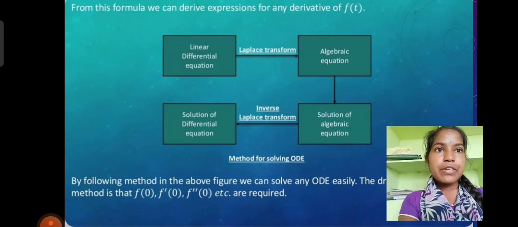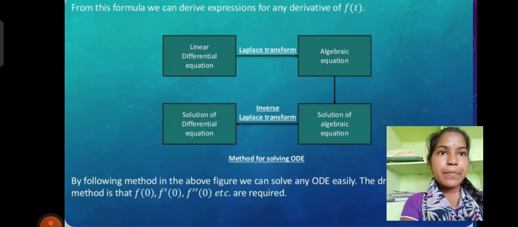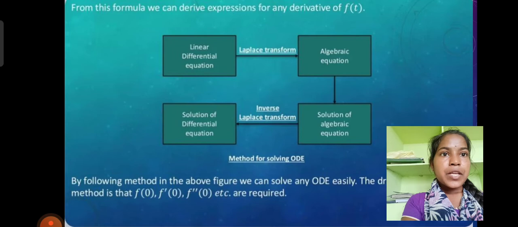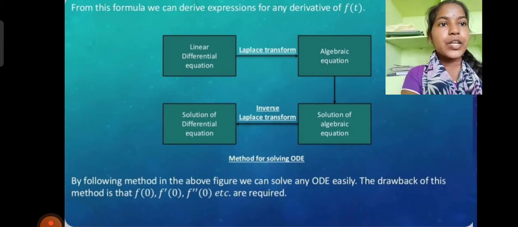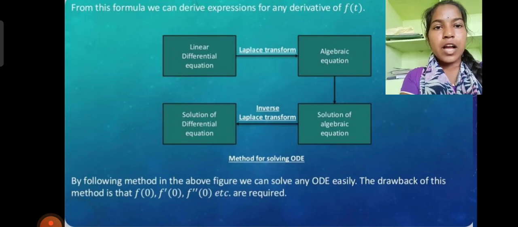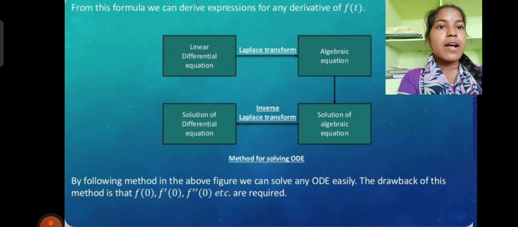Linear differential equation, Laplace transform, algebraic equation, solution of algebraic equation, inverse Laplace transform, solution of differential equation. Method for solving ODE. By following the method in the above figure, we can solve any ODE easily. The drawback of this method is that f(0), f dash of 0, f double dash of 0, etc. are required.